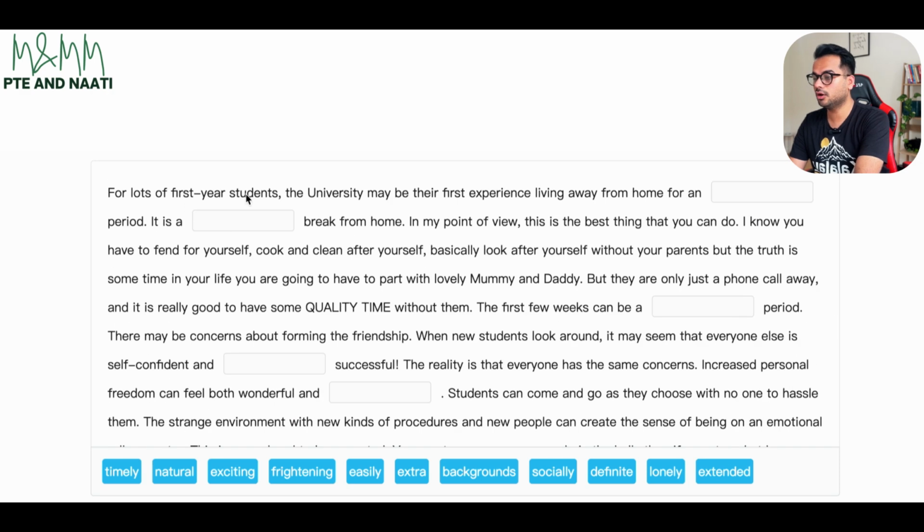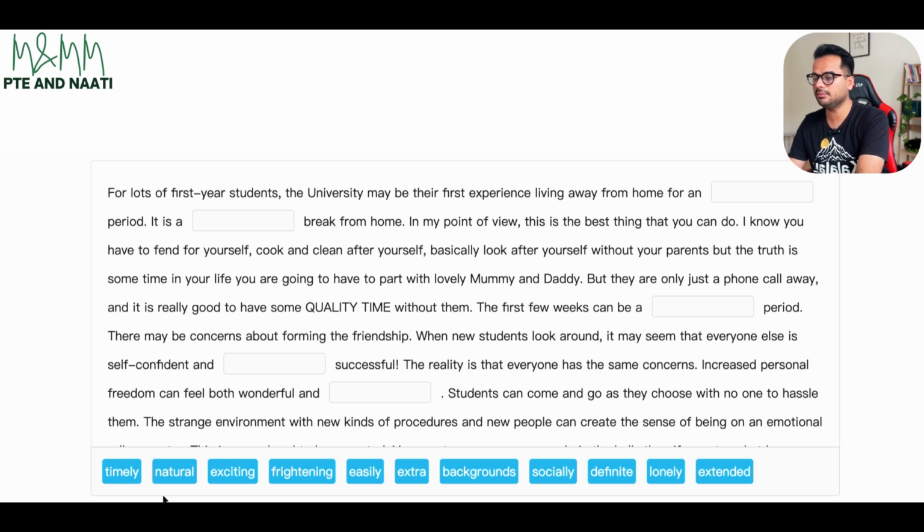Now, starting with the very first one, it says, for lots, now it's a big paragraph, right? For lots of first year students, the university may be their first experience living away from home for an dash period. So I always look for the articles. If I see a or an written just before a blank, that tells me that I either need a consonant sounding word or a vowel sounding word. Because I've got the word an and a blank after that, that tells me that I need a word that starts with a vowel sound.